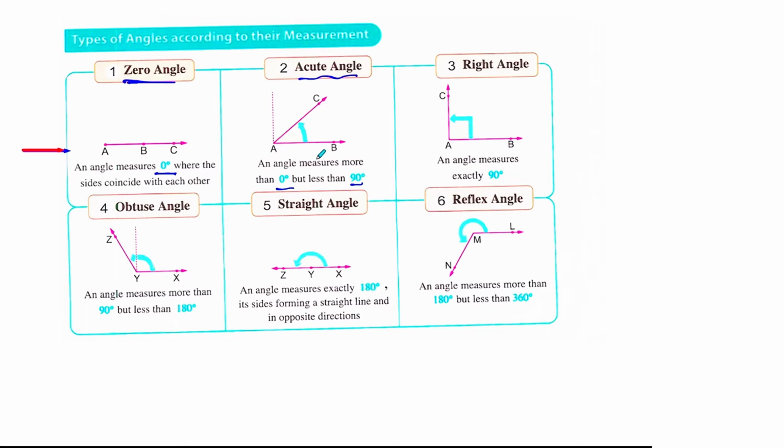The measure of the acute angle is between 0 and 90. It is greater than 0 degrees and less than 90 degrees, which signifies it is less than 90 degrees overall.